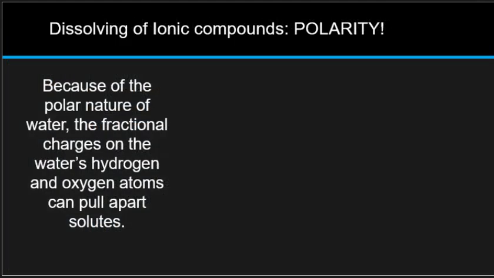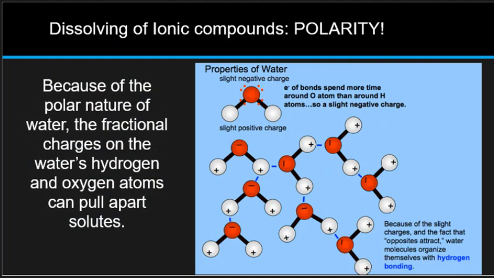All right. Dissolving ionic compounds. Easy breezy because we're talking polarity here. Okay? Especially if I'm going to dissolve something ionic in water, that's going to be easy to do because water is polar. The polar nature of water, the fractional charges on the water's hydrogen and oxygen atoms can pull apart the solutes. All right, so we remember that about water. It's polar. We've bent water, right? All that kind of stuff. We've messed around with water. We used our magnets and that kind of thing.